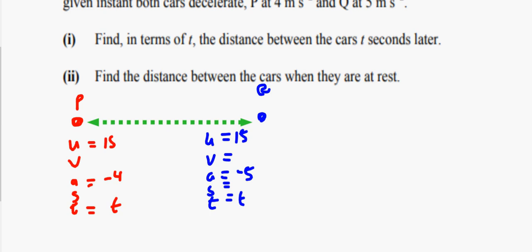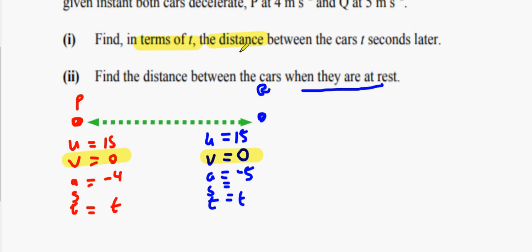The V values are 0. Why the V value 0? Can you tell me? Yeah, they're gonna come to rest, aren't they? That's for part 2: find the distance from there at rest. So the V value actually is only for part 2, so just temporarily ignore it. In terms of T, distance. So what do you reckon we do there?